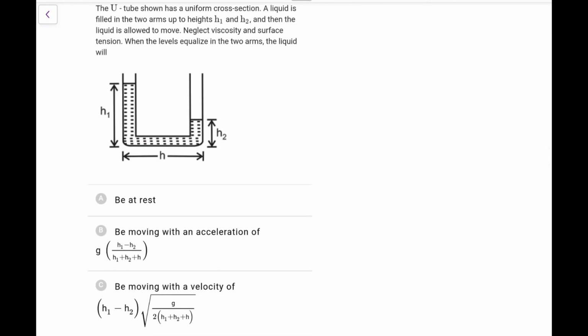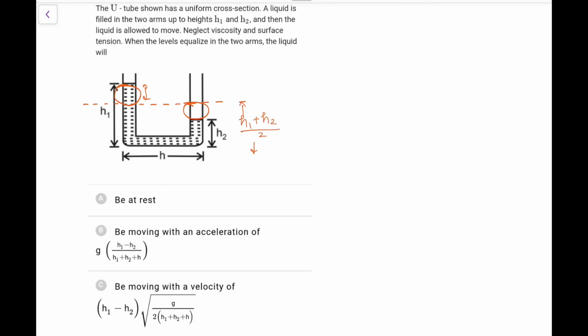So potential energy will decrease and kinetic energy will increase. So I need to find out what the kinetic energy is. First of all, I know what the final level would be. It would be somewhere in between, so I can see this particular section is shifted here. So this length I can easily make out: it would be h1 plus h2 by 2.